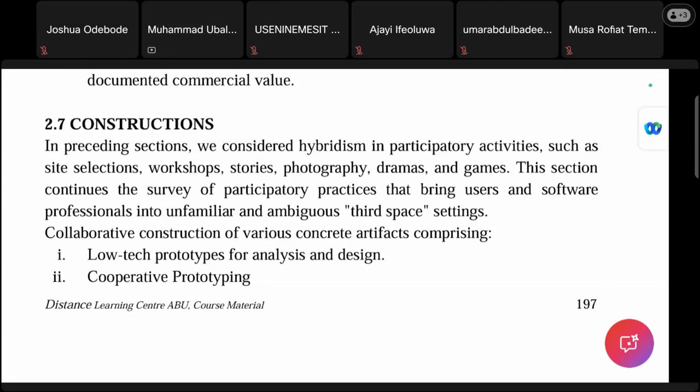particular participatory design problem. So when talking about construction, we say that construction is all about designing a prototype that represents the idea that we have in mind or the idea that we intend to create. And we say that collaborative construction of various concrete artifacts comprises of number one, low-tech prototyping.